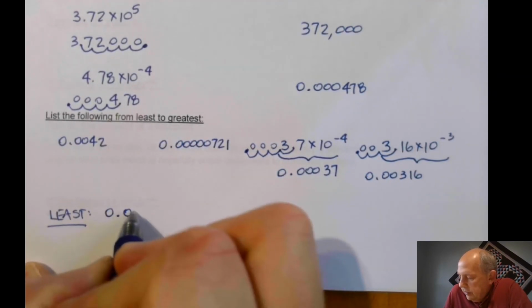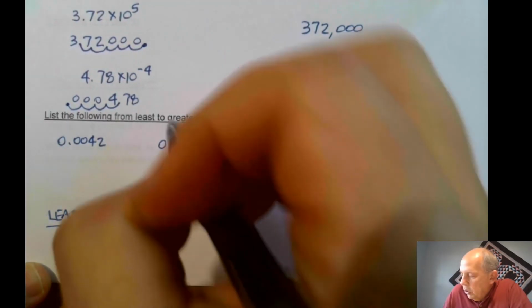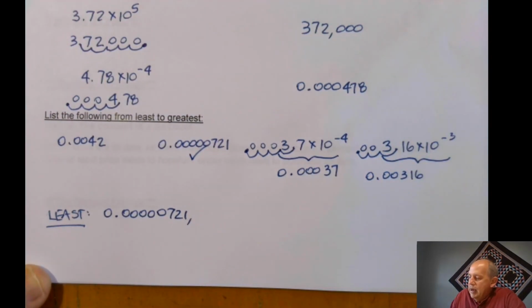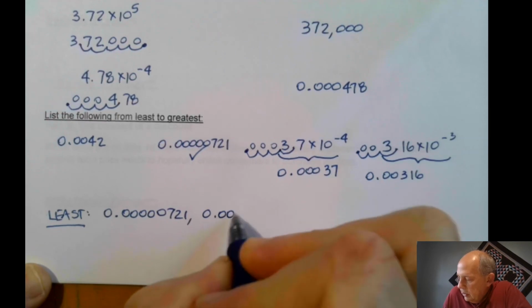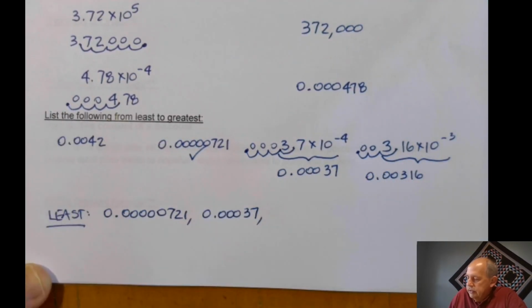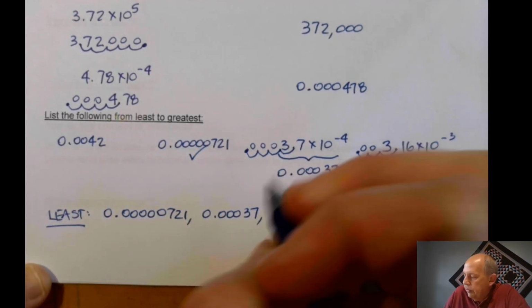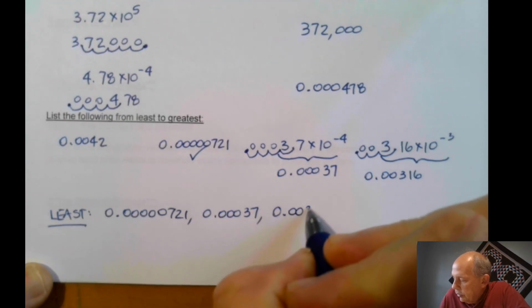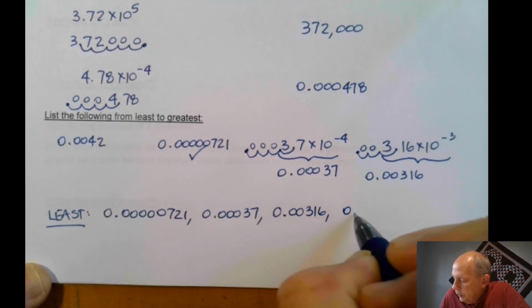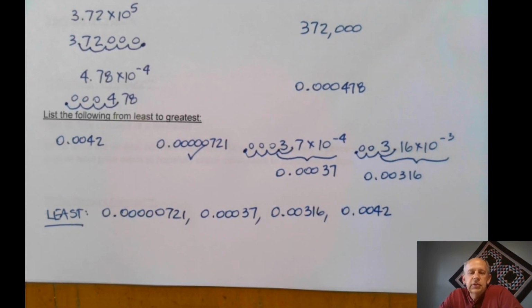That value with the 5 zeros is my smallest number. Next in line would be the 3 zeros. And then next in line would be the 2 zeros. So I have 004, 003. So 3 is less than 4. And then I have my smallest to my greatest of the 4 values there.